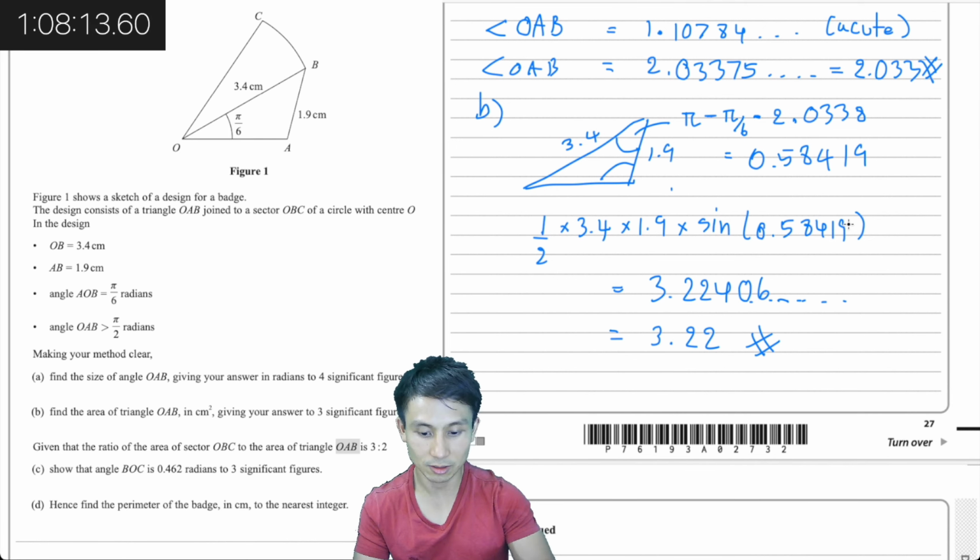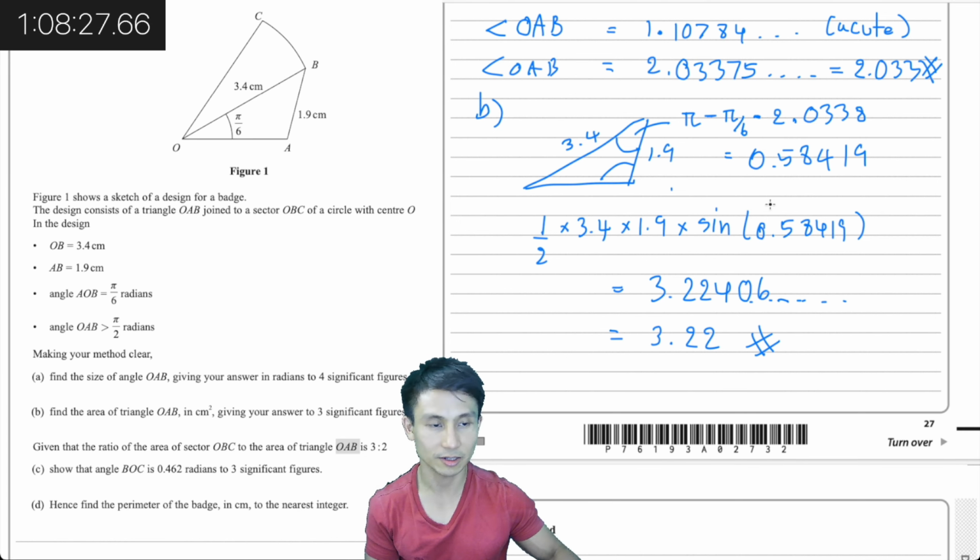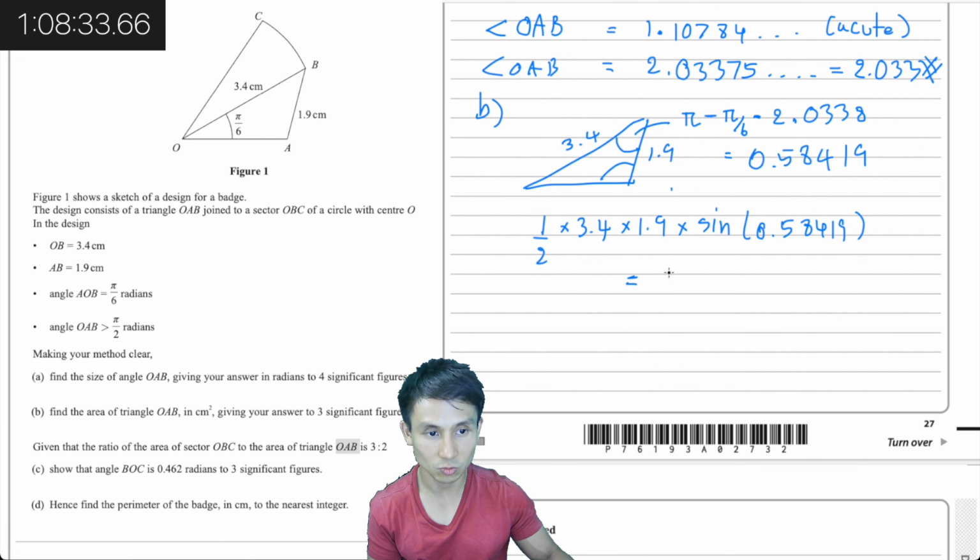When we're going to substitute that in. So I get 0.5 times 3.4 times 1.9 times sine of that. Or let me do 0.58419. Okay. Yeah, now I see. So 1.78, the area of OAB, 3 significant figure, 1.78.